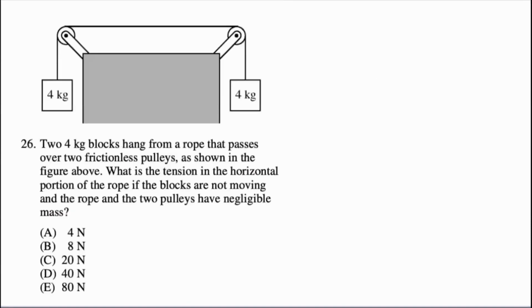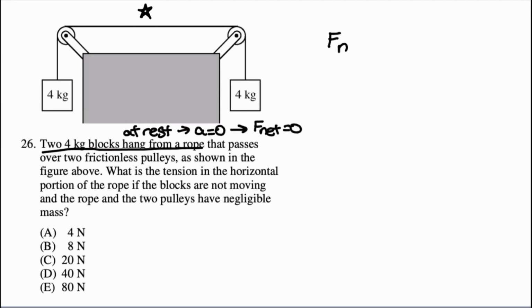Number 26. Two 4-kilogram blocks hang from a rope that passes over 2 frictionless pulleys, as shown in the figure above. What is the tension in the horizontal portion of the rope, this right here, if the 2 blocks are not moving and the rope and the 2 pulleys have negligible mass? So since the pulleys have negligible mass, the tension across the rope will be the same. And it is said that these 2 blocks are hanging, which means they're at rest, meaning that acceleration is 0. Thus, F net is also 0.